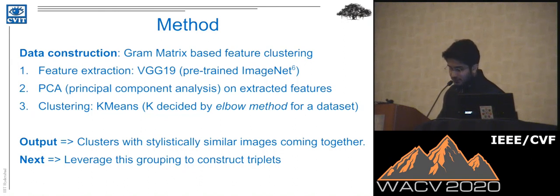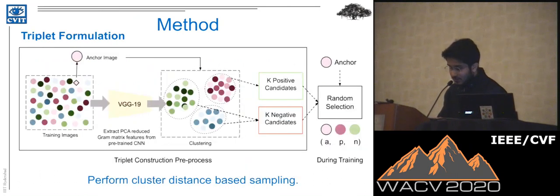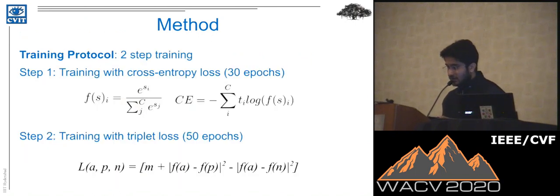Step two, we use this grouping to form triplets, which are later used in training. More details are given in our paper. We follow a two-stage training protocol, a softmax classification loss, where the cluster IDs are used as class labels, followed by a triplet loss using the triplets formed in the previous stage.